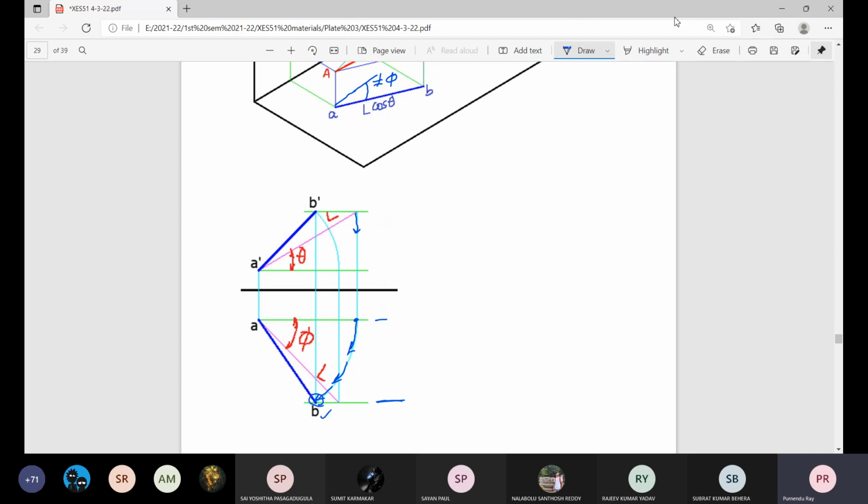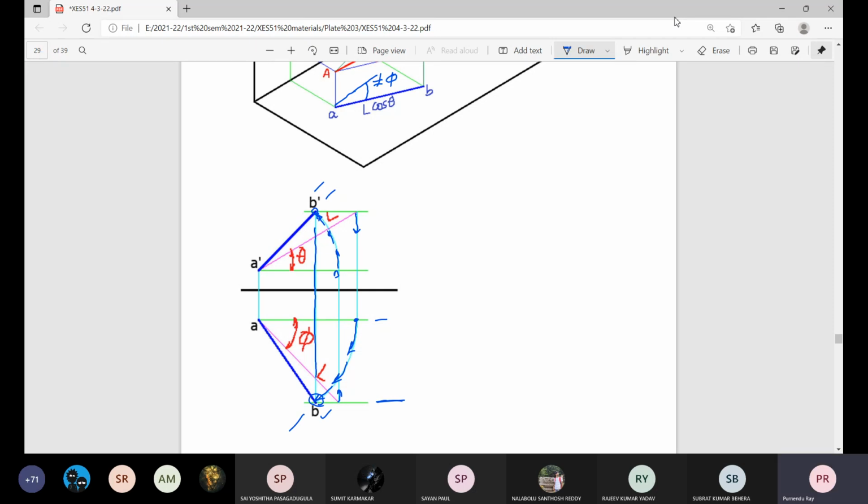It will be point B. Similarly, the length of elevation from this location, drop a perpendicular up to this level, then draw this circular arc to its limit. Height is L sin theta, and this point will be the elevation of the end B. And if you draw this correctly, naturally B and B prime will be connected by a single line.